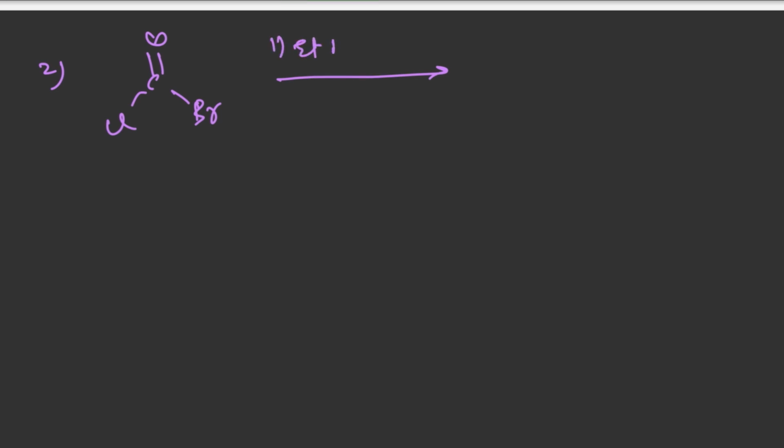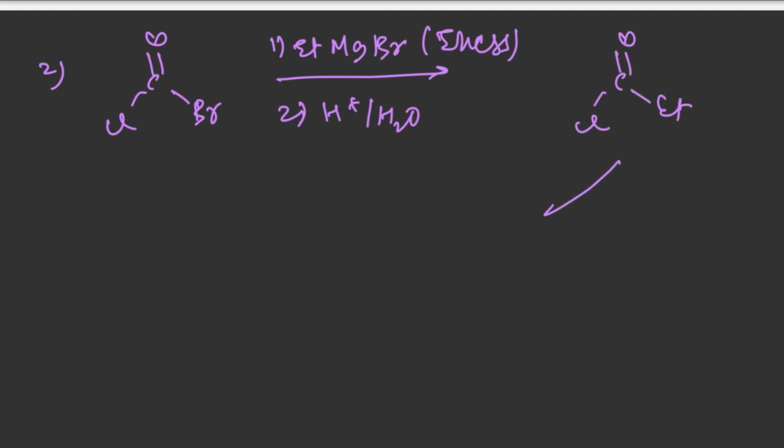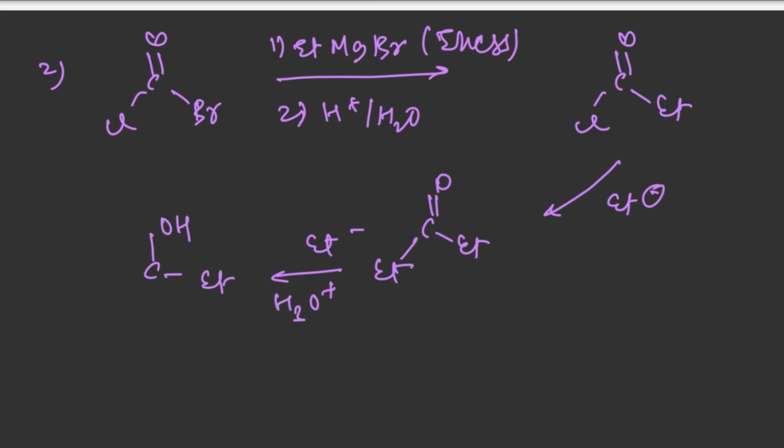Second, we have C double bond O with Cl and Br. It will react with EtMgBr, which is in excess. Second, H plus H2O. So it will form C double bond O with Cl and ethyl, which further reacts with ethyl minus to form C double bond O ethyl and ethyl, which further reacts with Et minus to form COH, and following hydrolysis it forms ethyl and ethyl, a 3-degree alcohol.